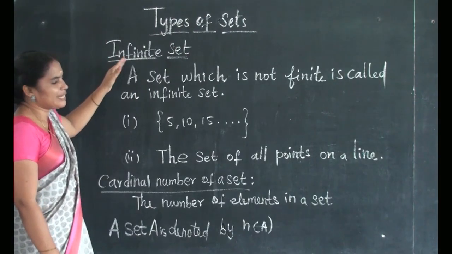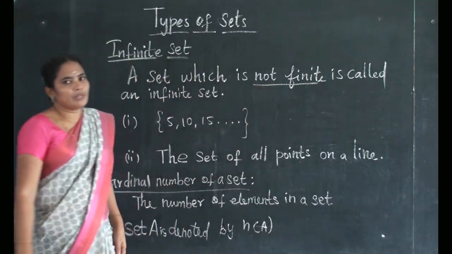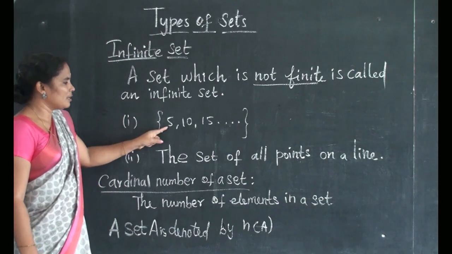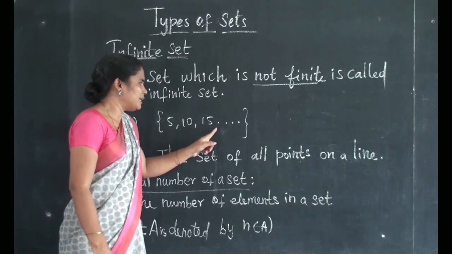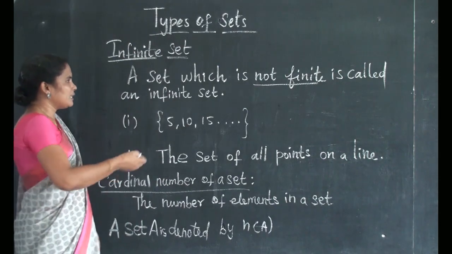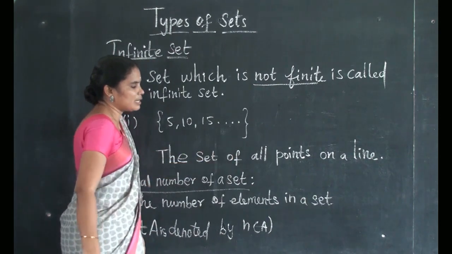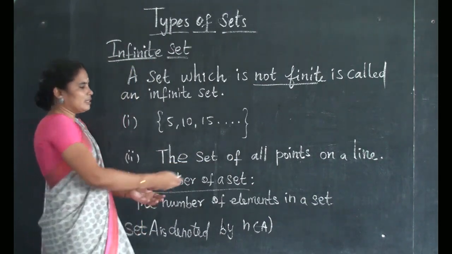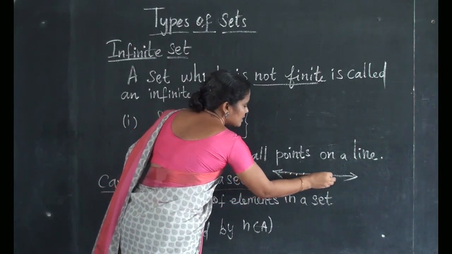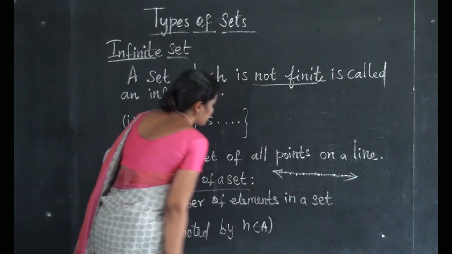Now let us see what an infinite set is. A set which is not finite, which is not countable, is called an infinite set. Here we have an example, the multiples of 5. So 5, 10, 15, then 20, 25, 30, 35, 40, 45, as it goes on. So it is an infinite set. Another example, the set of all points on a line. How many points can we draw on a line? We can have as many points on a line, isn't it? So we can keep on going. So it is an infinite set.